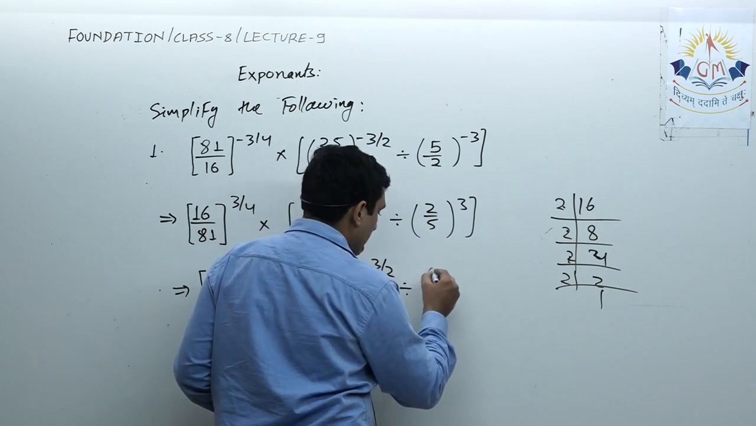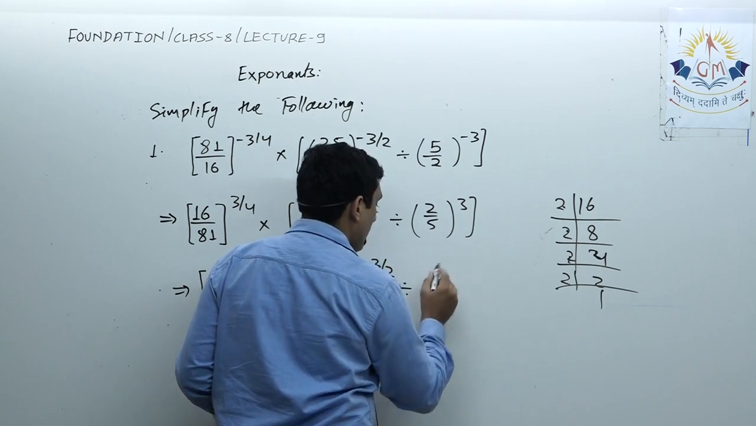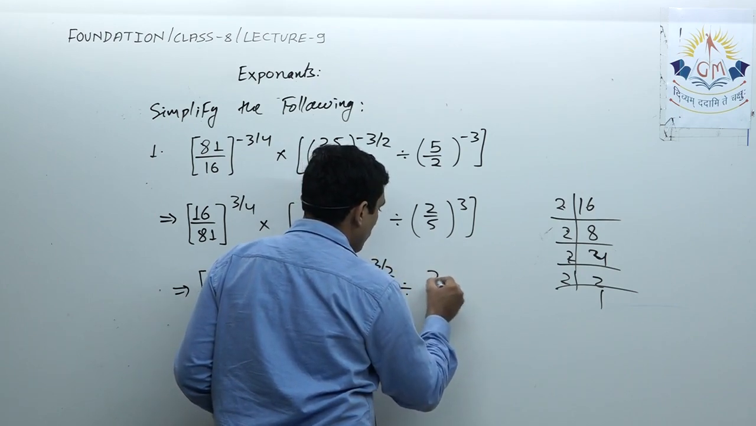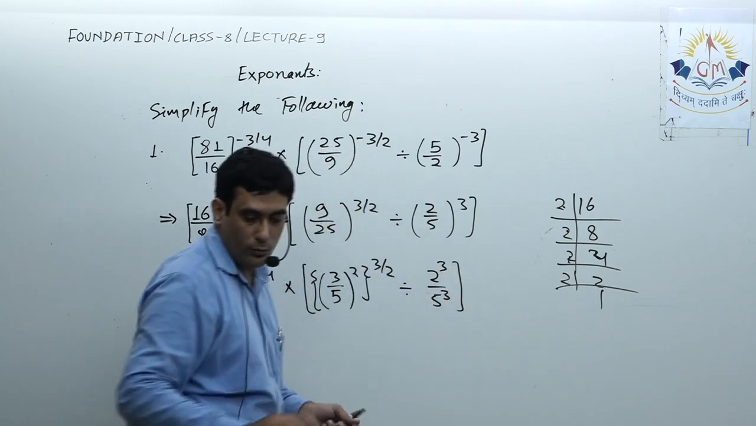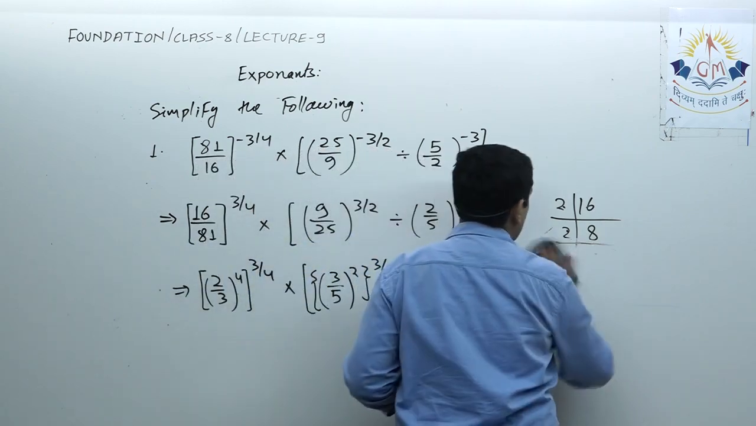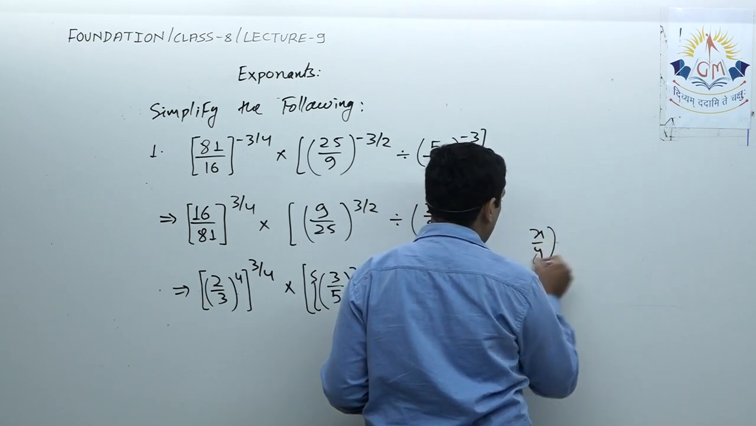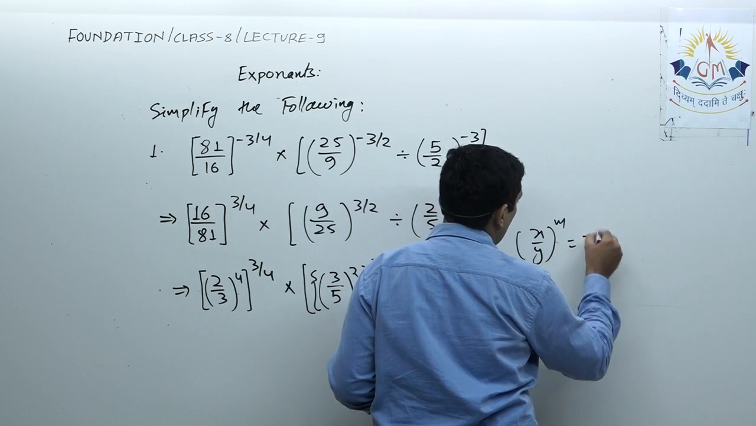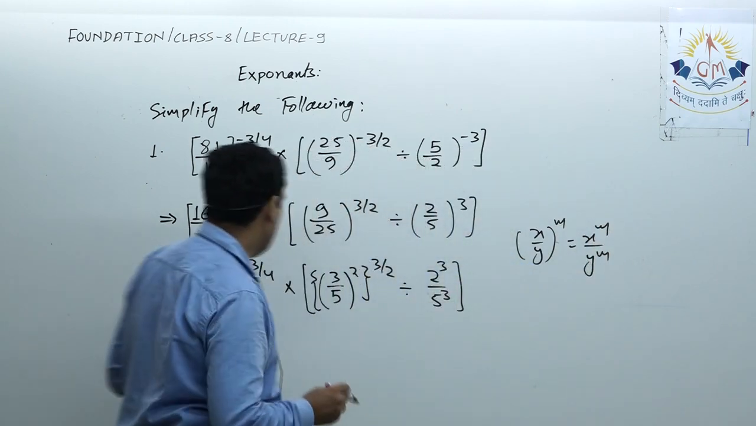Divide by this, simply I can write 2 cube upon 5 cube. Again I used a result over here. This law says (x/y)^m is equal to x^m upon y^m. Using this I wrote this.